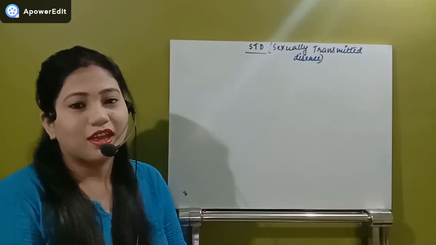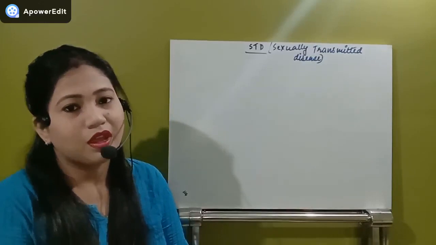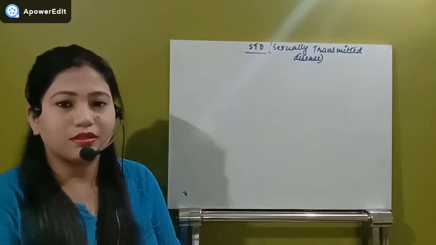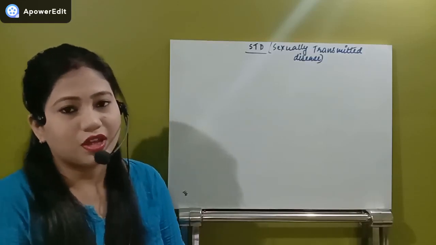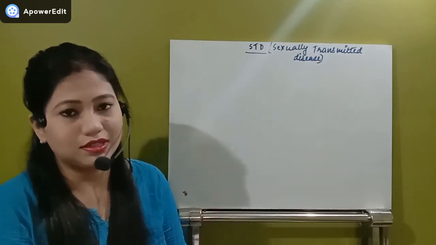Hello students, in the last part we have discussed the different methods of contraception. In that we have discussed different types of IUD, natural methods, barrier methods, etc. In this video we are going to start with STDs, or sexually transmitted diseases.